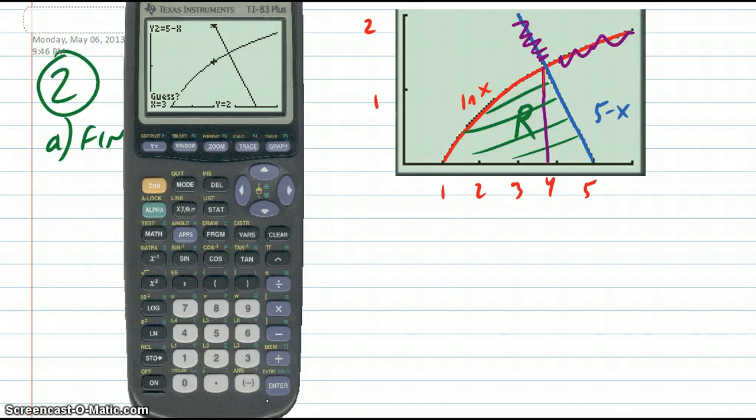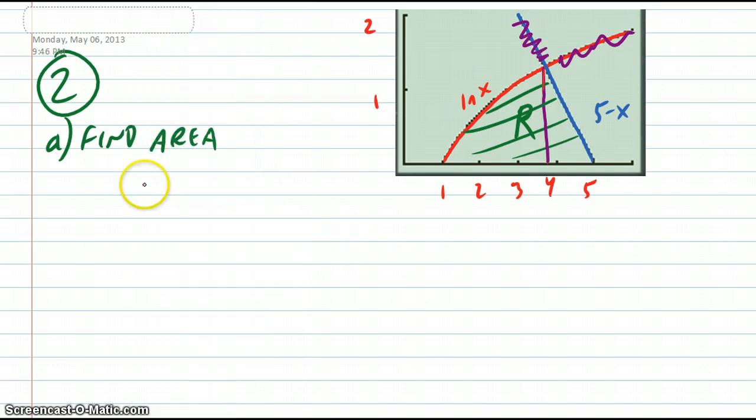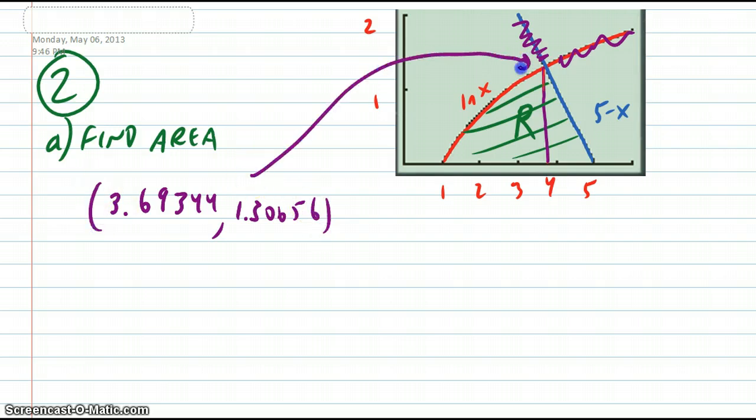And then you have it tell you where it's going to be. And so I got like 3.693441. That's crazy, right? But that's an answer that we want to try to keep. And then the 1.30, okay, so we got all that. So basically it was like 3.69344 and 1.30656. That's where they intersect. That's this point right there. And so that's going to be an important point.